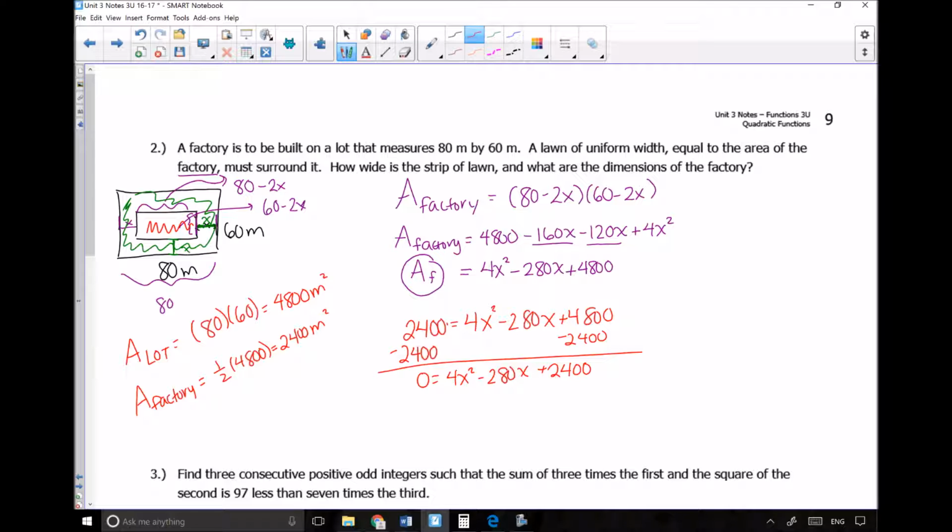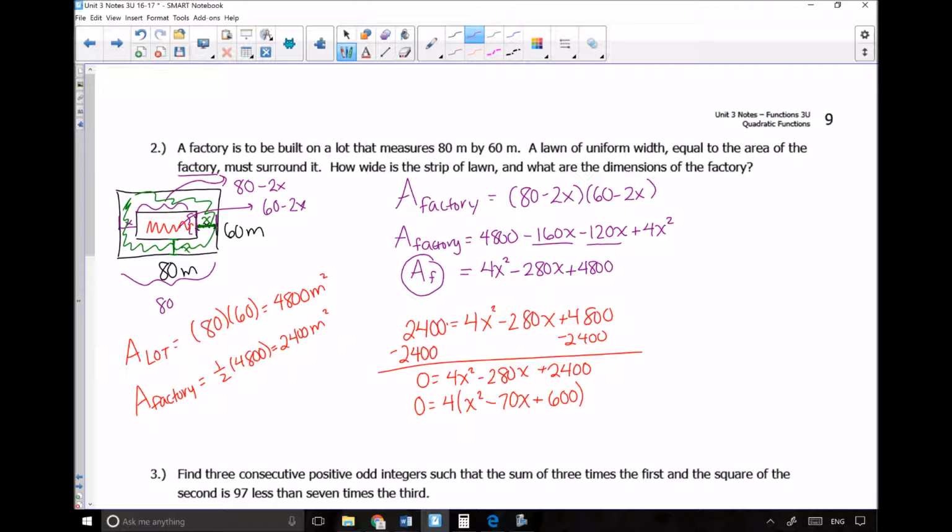Okay, so now I'm going to go through and I'm going to factor. The first question I ask myself whenever I factor is, is there a GCF? And all of these values can be divided by 4. So I'm going to factor out a 4, and I'll have x squared left over. 280 divided by 4 is 70x, and then 2,400 divided by 4 is going to give me 600.